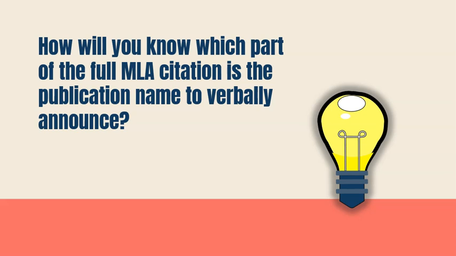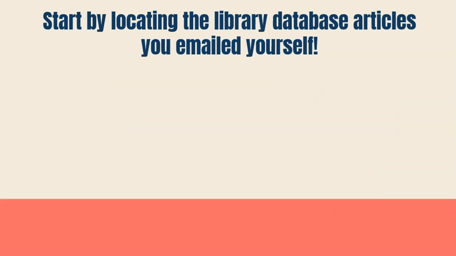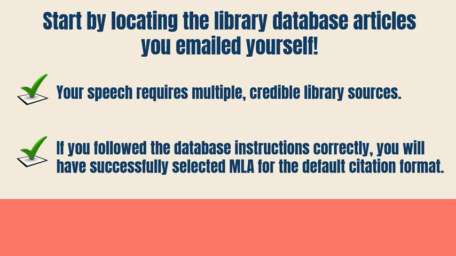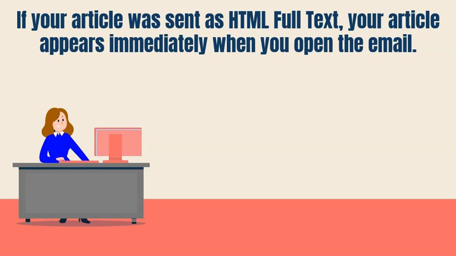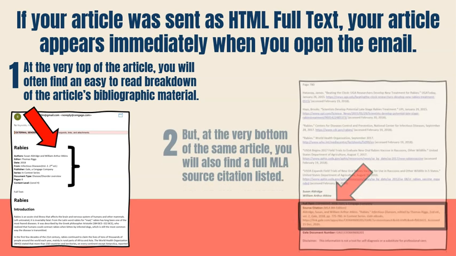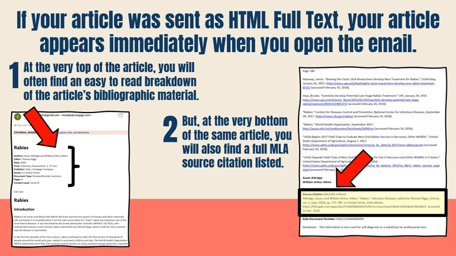How will you know which part of the full MLA citation is the publication name to verbally announce? Start by locating the library database articles you emailed yourself. Your speech requires multiple credible library sources. If you followed the database instructions correctly, you will have successfully selected MLA for the default citation format. If your article was sent as HTML full text, your article appears immediately when you open the email. At the very top of the article, you will often find an easy-to-read breakdown of the article's bibliographic material. But at the bottom of the article, you will also find a full MLA source citation listed.